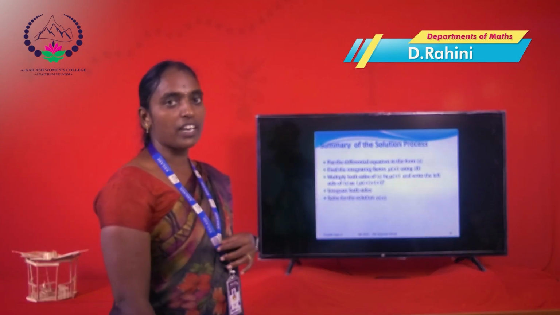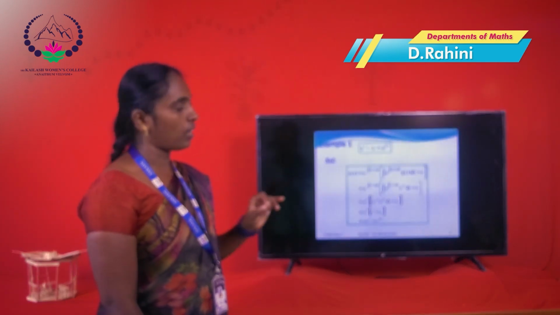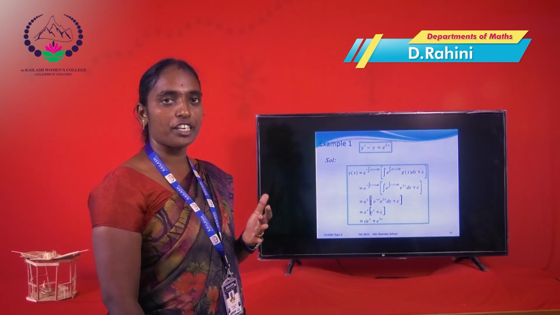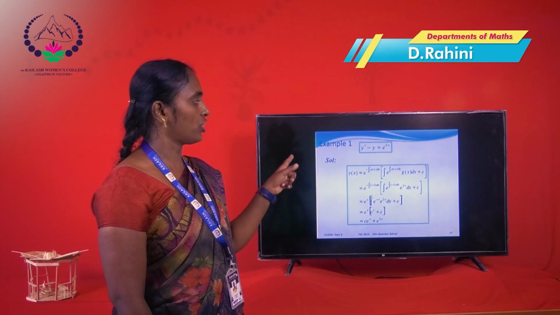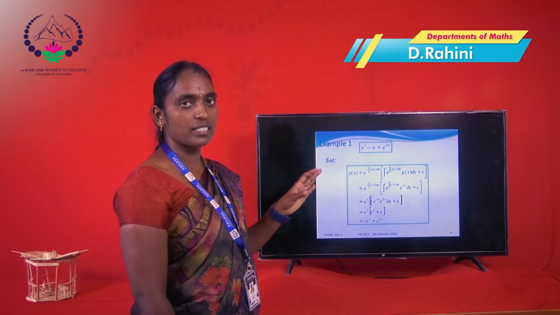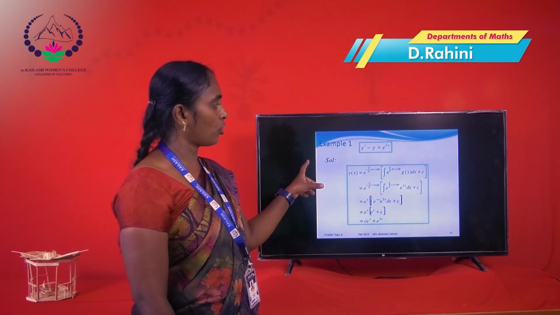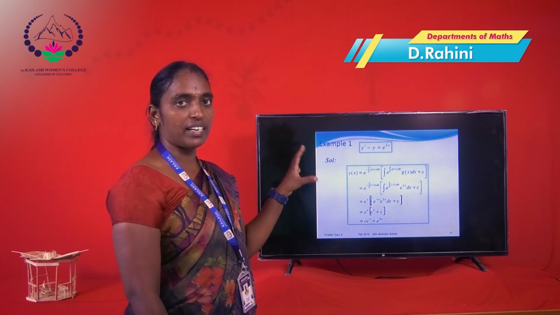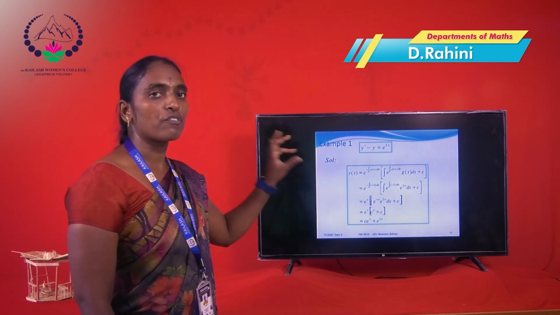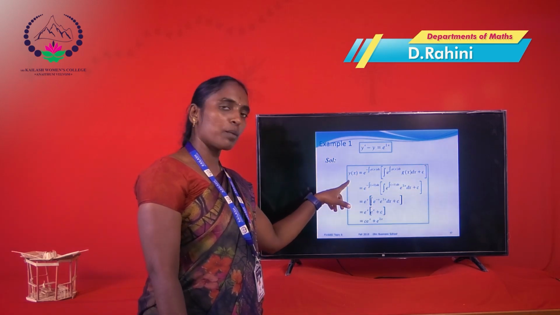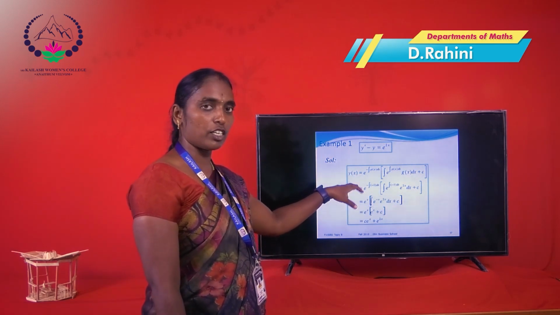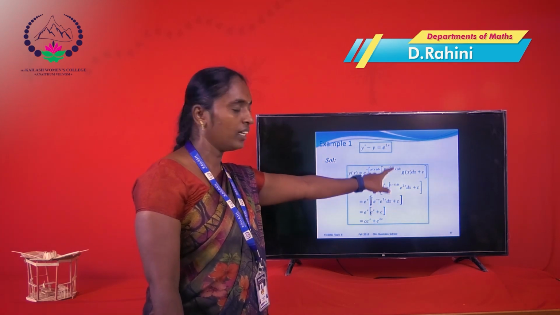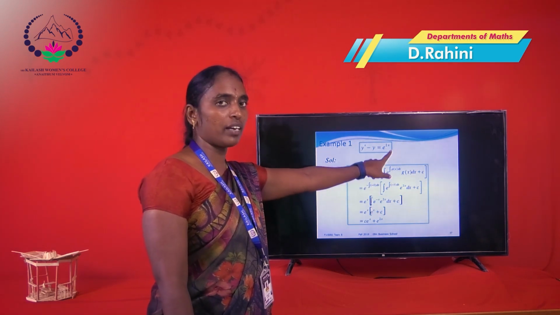Next we will see an example of a linear ordinary differential equation. The question is y' minus y is equal to e power 2x. Before we go to the solution, first I will write the formula of linear ODE. The formula is y of x is equal to e power minus integral p of x dx into integral of e power integral p.